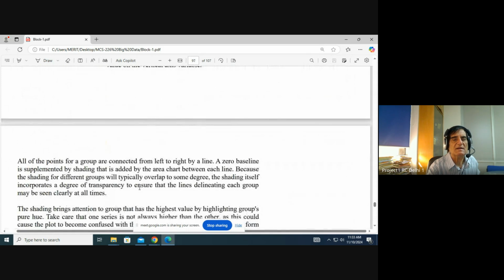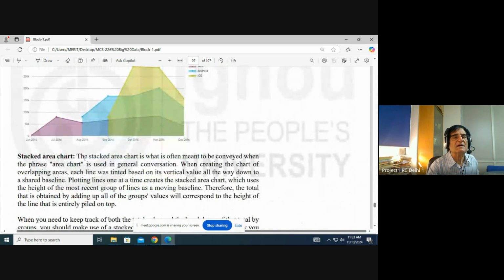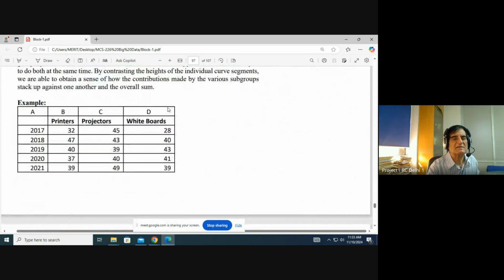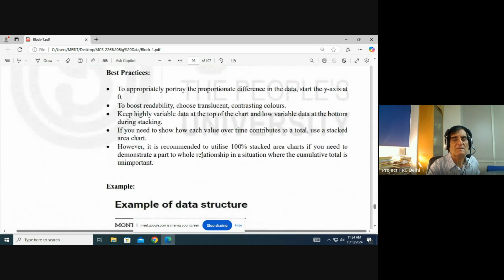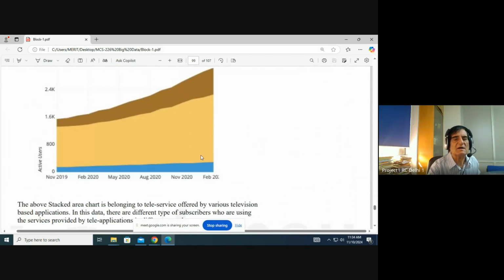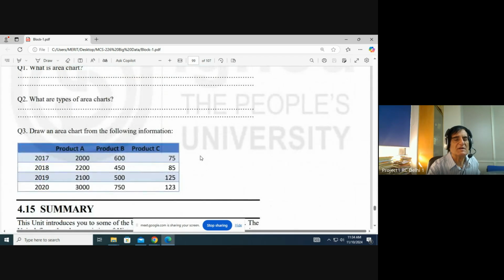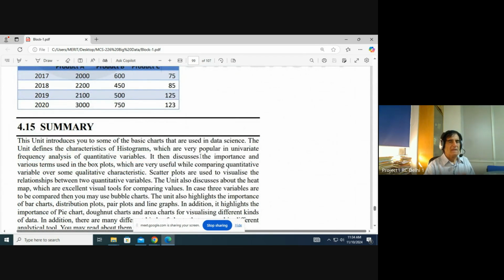एरिया चार्ट. एरिया चार्ट इज ये डिफरेंट कलर से एक दूसरा तीसरा. स्टैक्ड एरिया चार्ट ये देखें. स्टैक्ड एरिया चार्ट ये दैट्स द प्रिंटर्स प्रोजेक्टर वाइट बोर्ड. So that finishes the unit.